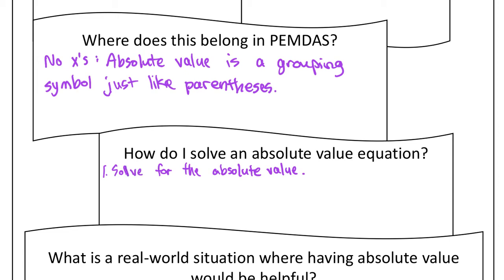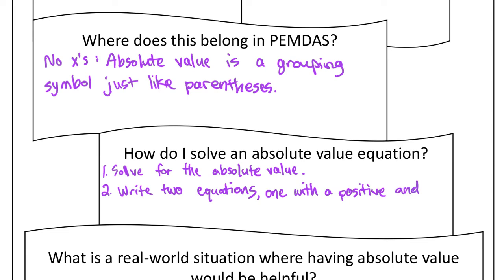Perfect. Okay. Then next we write two equations. One with a positive and one with a negative. So we're going to basically say, okay, I'm going to split this into two equations.